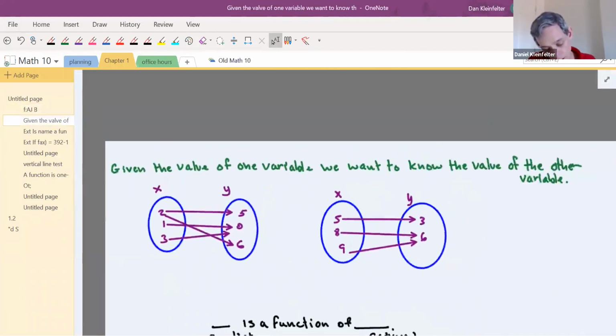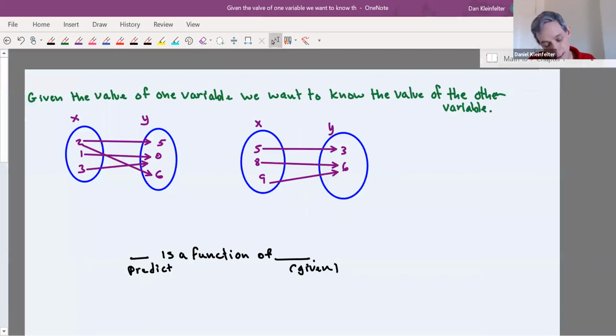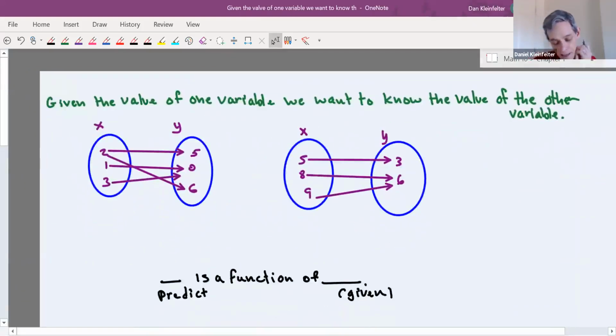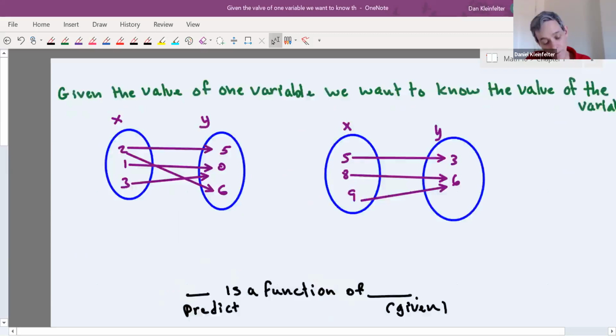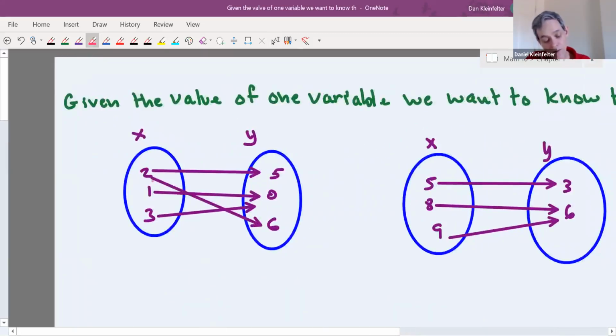Okay. Another way you might see functions described is through these arrow diagrams or mapping diagrams. So let me show you those. In the first case, on the left side, we have the values for x. They're 2, 1, and 3. The values for y, 5, 0, and 6. If you start with a value for x, when x is 2, what is the corresponding y? Well, there are 2 arrows that lead away from 2. One goes to 6 and one goes to 5.